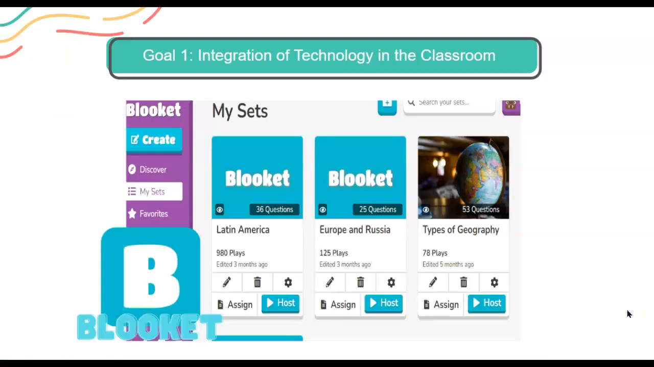Booklet was also used as a way for students to be more interactive, as well as collaborate with each other and review for important exams, and do it in a more fun and interactive way.